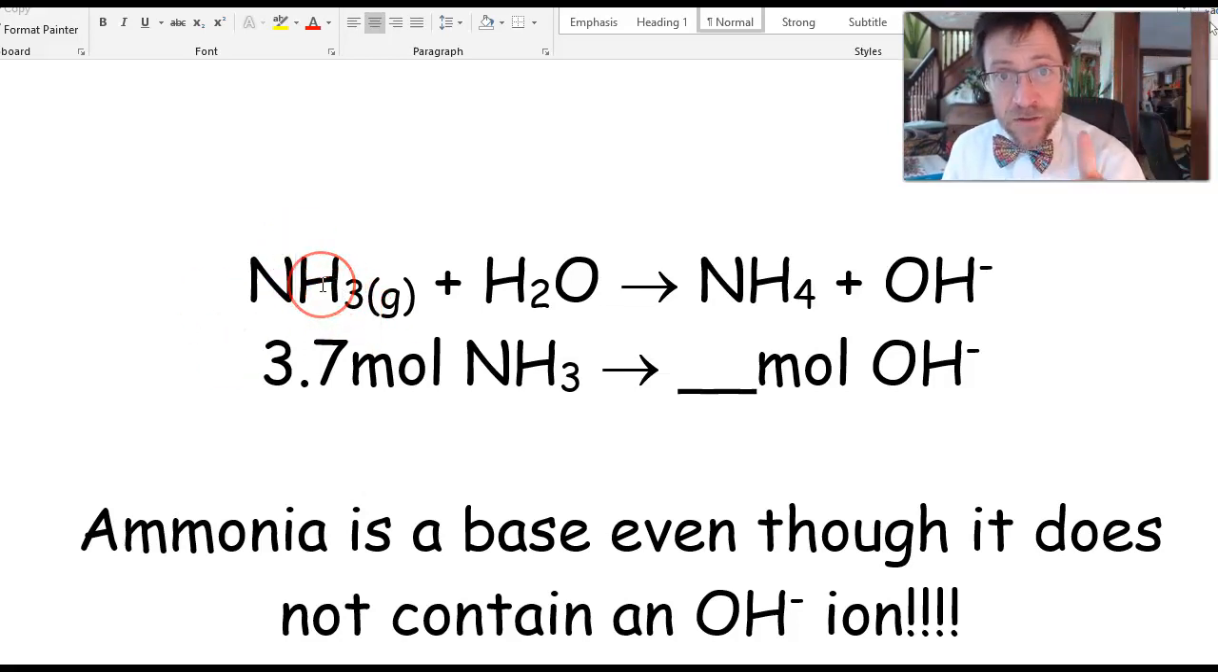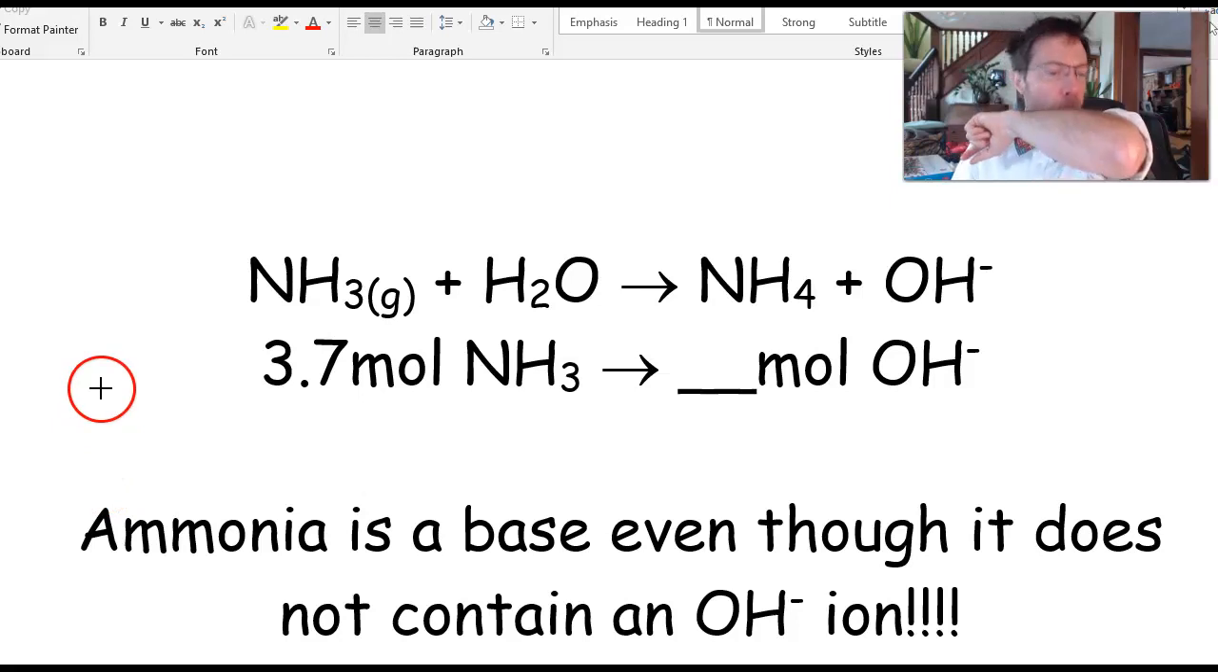When we take ammonia and we mix it with water, it actually makes an NH4. Let me see if I can. I'm going to try to be fancy here. Don't judge me.